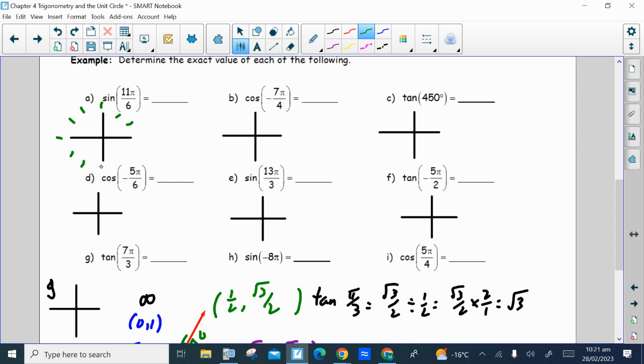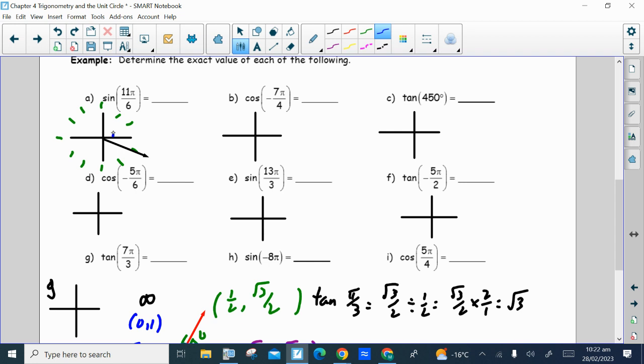7, 8, 9 pi on 6s. That's the same as 3 pi on 2. And we have to go 2 more. 10, 11. So there's our terminal arm. Right there. That's where 11 pi on 6 would be on the unit circle.